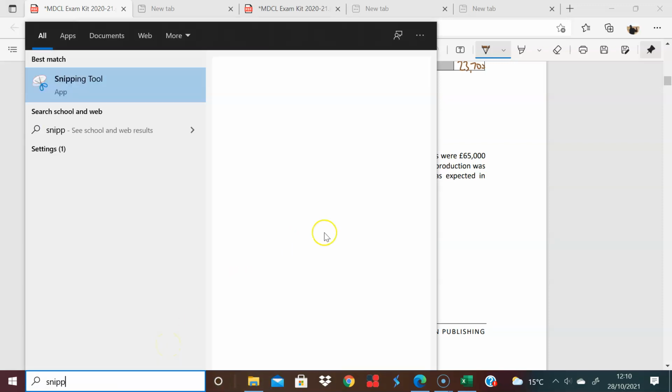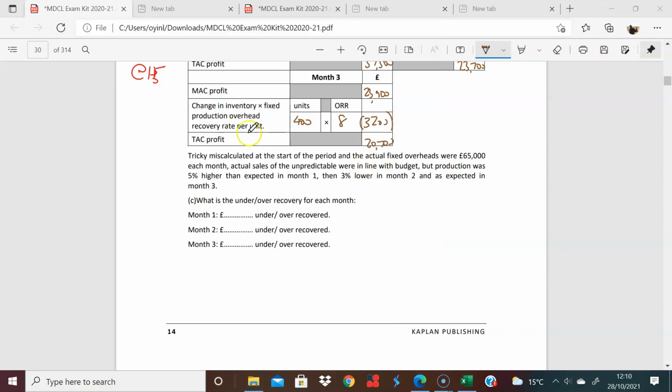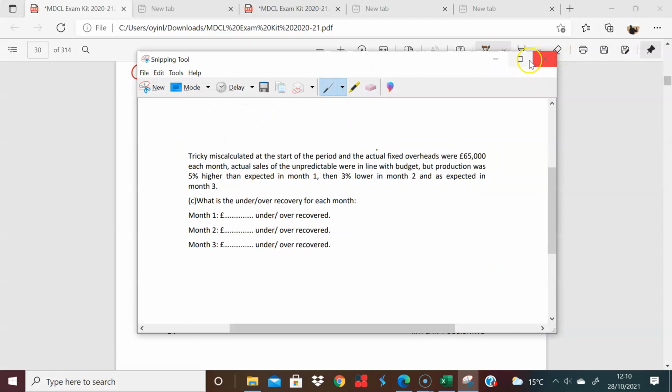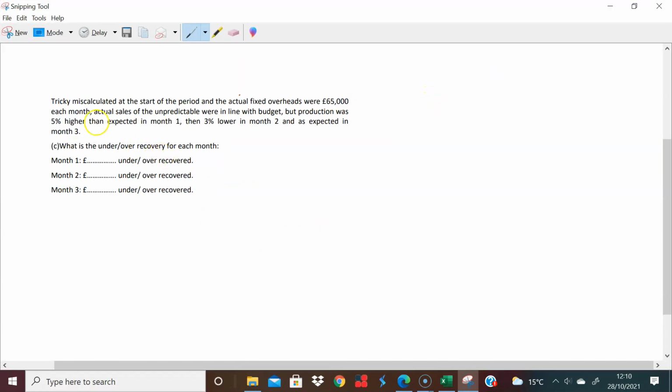Right. Let's look at this last question, this last bit. I'll just snip it out to have a bit more space so you can actually see what's going on here. If you look at this question, the question says that Tricky miscalculated at the start of the period and actual fixed overheads was 65. So the key point here is we're talking about these fixed overheads. And the actual overheads was 65 each month. So that's month 1, this is month 2, and this is month 3.